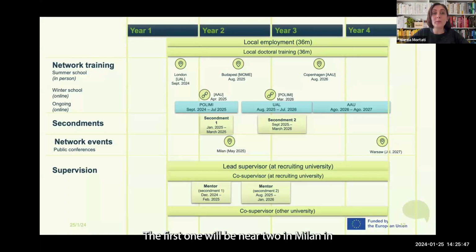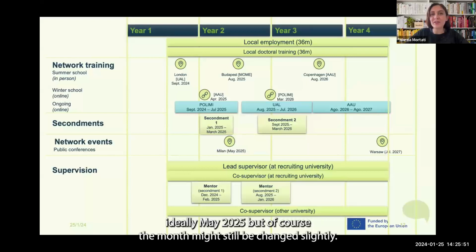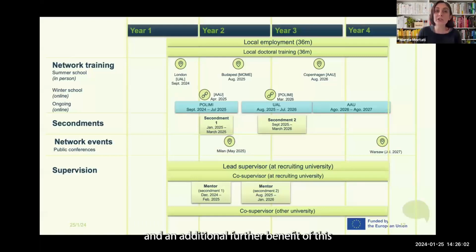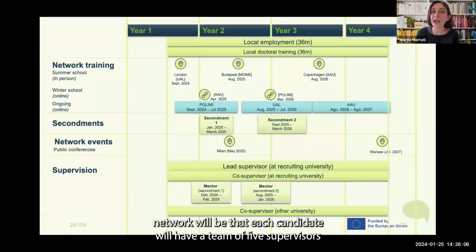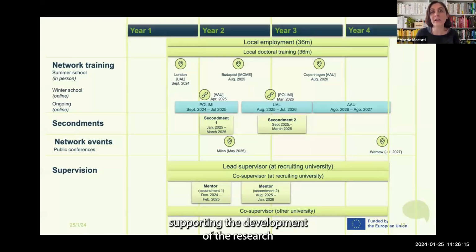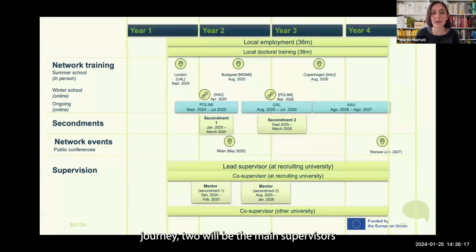The first one will be in year 2 in Milan, ideally May 2025, but of course the month might still be changed slightly. And then we will have a closing conference for this project in 2027. And an additional further benefit of this network will be that each candidate will have a team of 5 supervisors that will work closely with him or her, supporting the development of this research journey.